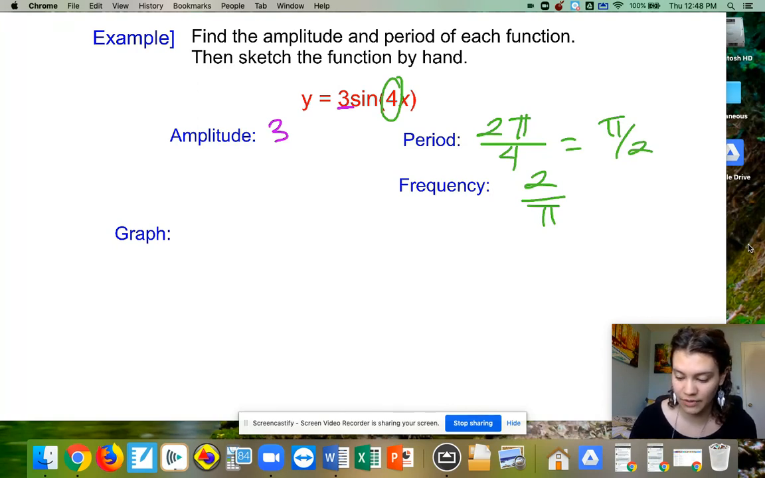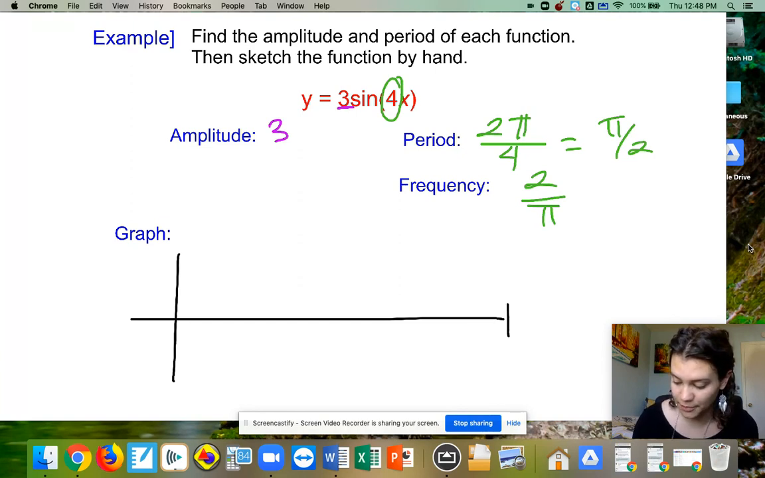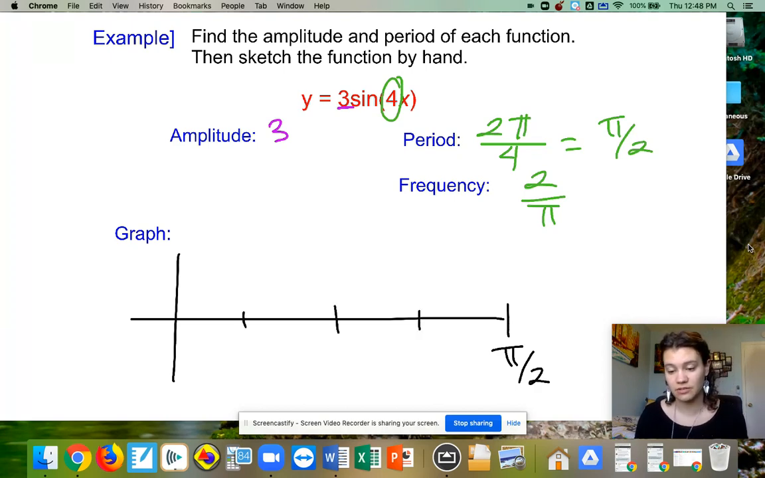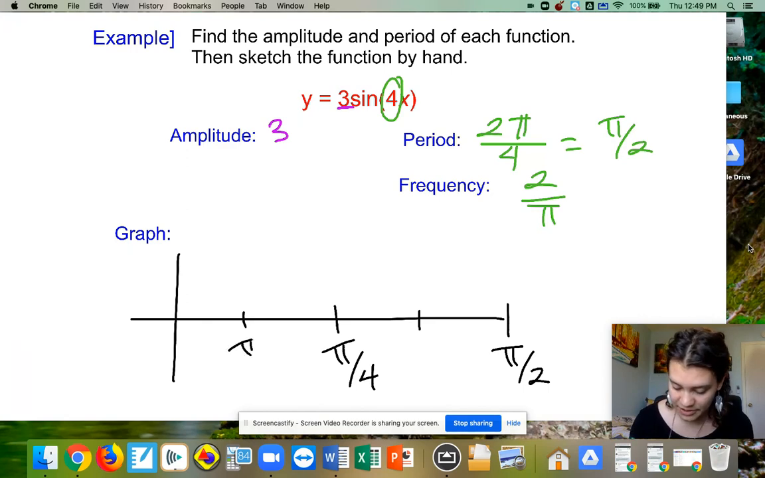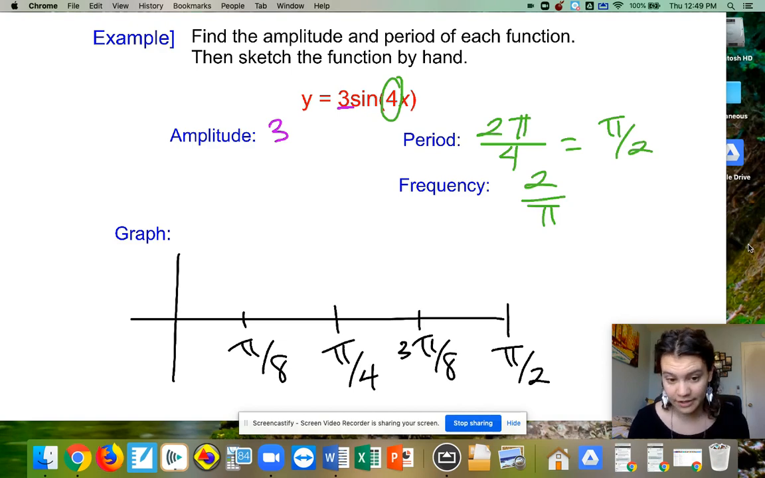So then to graph it, draw something like this. You want to start by marking your period. So our period is pi over 2. And then divide it into 4 equal chunks. For the tests and quizzes and homework, I'm not going to worry too much that your scales are all the same. So your tick marks don't have to always equal 2 pi. But label the end of your period and then label the other chunks. So half of pi over 2 is pi over 4. Half of pi over 4 is going to be pi over 8. And then this would be 3 pi over 8 right there.